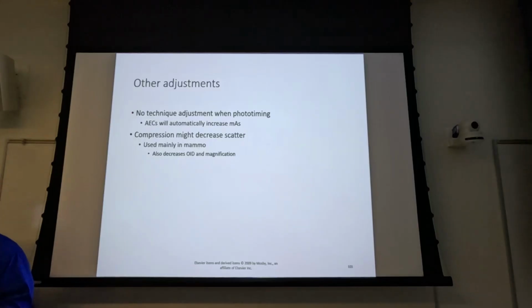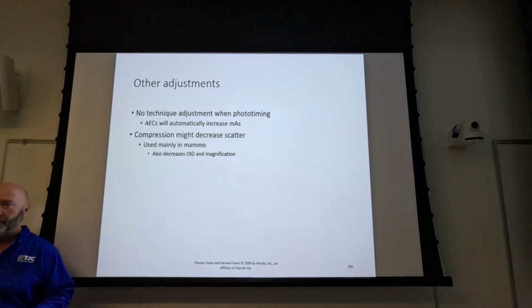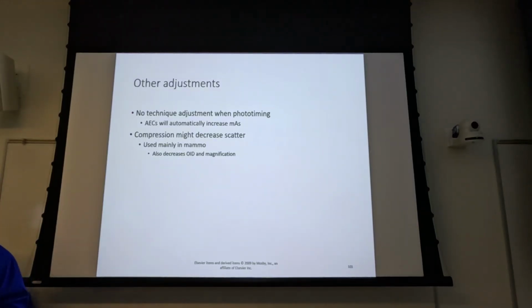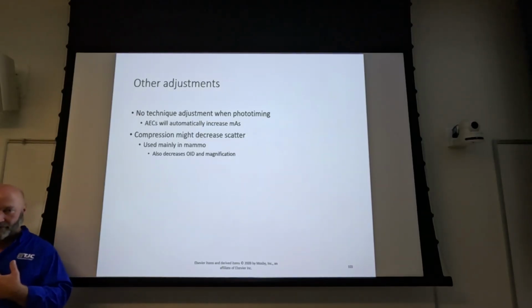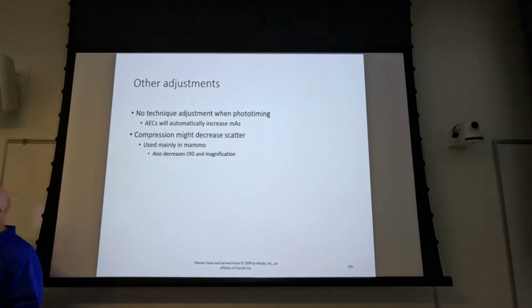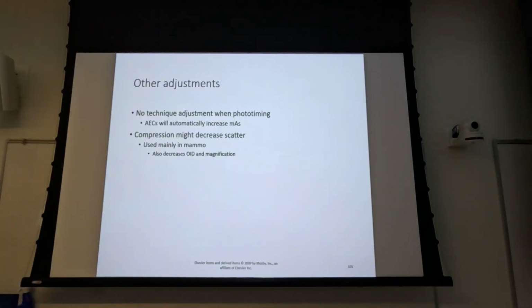Okay. So sometimes people will say, well, select a different photocell. You could do that, but let's say you need the center cell and you select the outer cell. Yeah, you're going to get a shorter time, but you're also going to underexpose, right? So that just doesn't work. The only thing that's going to decrease your time whenever you're phototiming is to increase your kVp.